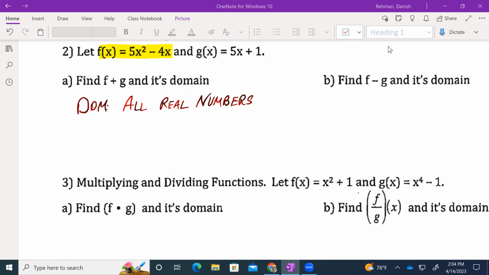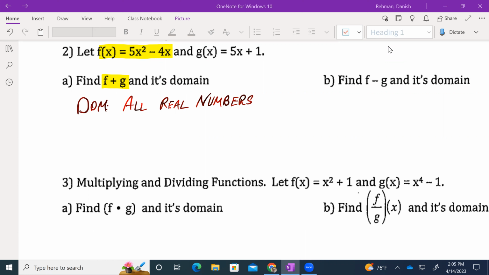So now we are working on the addition for question number 2. And we have already noticed that the domain is all real numbers. What I'm doing now is adding f plus g. Okay, so how will we do that?